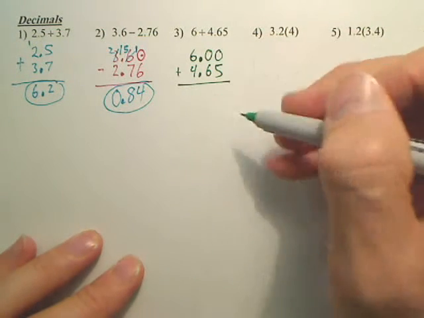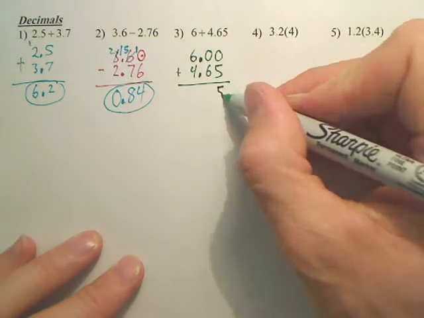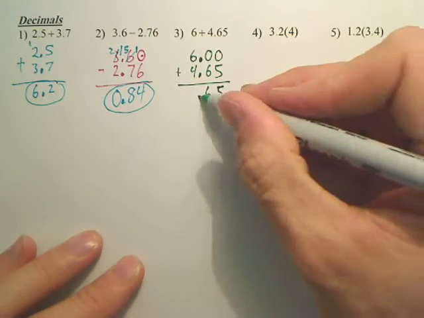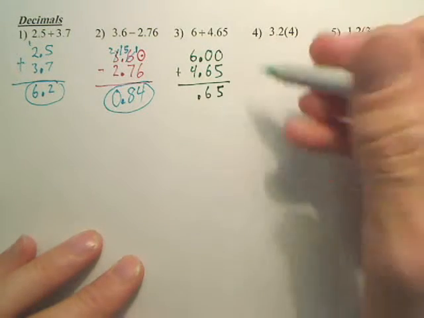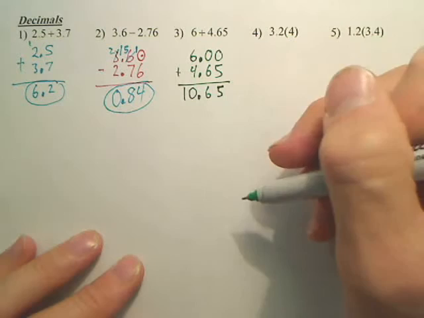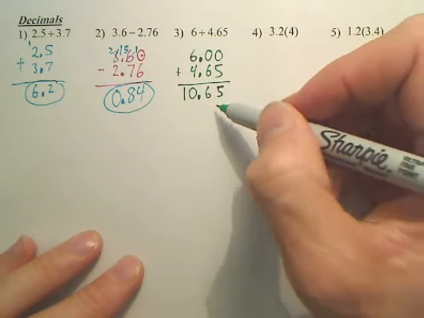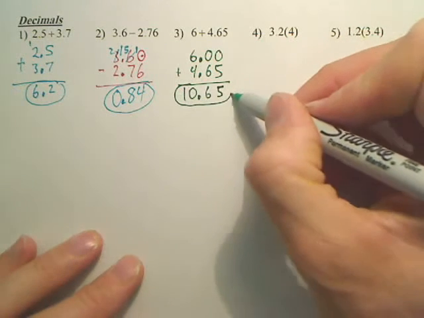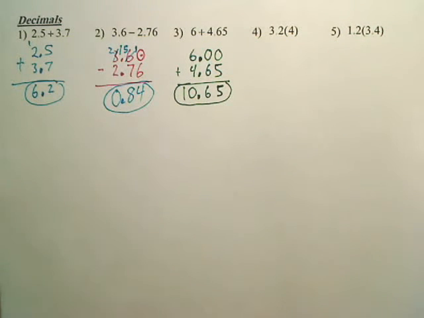And then we add down. 0 plus 5 is? 0 plus 6 is? 6. And 6 plus 4 is? Does that look right? $6 plus 465, about 1065. Okay. Next.